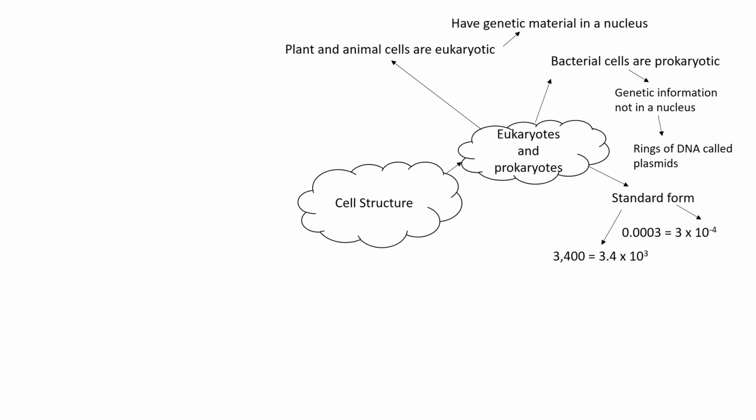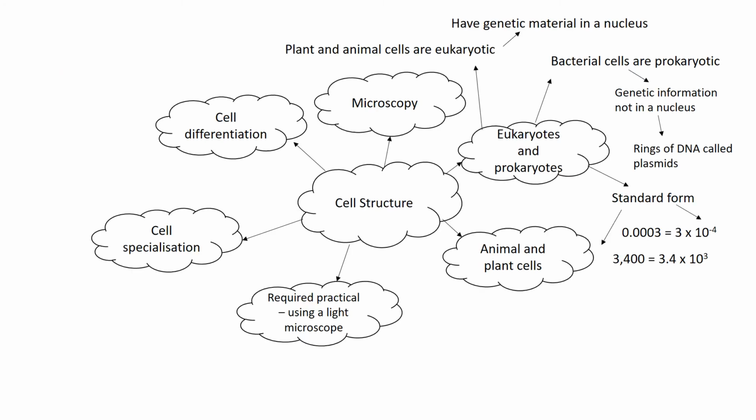So that is how you can use the specification to get all the information you need on one sheet. But we've only done one bubble. So it's now down to you to go away and complete your mind map. I've helped you out a little bit on this one, and I've actually given you the little sections that are in the specification. So we've done eukaryotes and prokaryotes. I've had to move a bit of the standard form stuff just so I can fit in my bubbles.